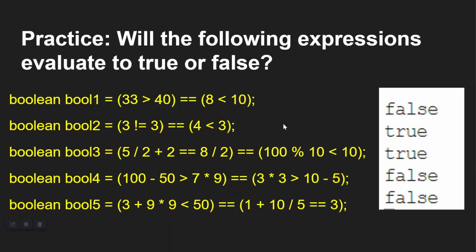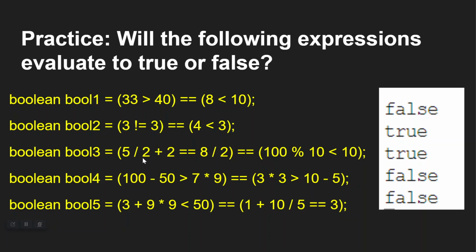So the first one, 33 is greater than 40 is false. 8 is less than 10, so that's true. So does false equal true? It does not, so the entire thing evaluates to false. Down here, it is false that 3 is not equal to 3, so this would be false. Over here, 4 is less than 3, so this would be false. So is false equal to false? Yes, it is. So this one evaluates to true, and there you go.